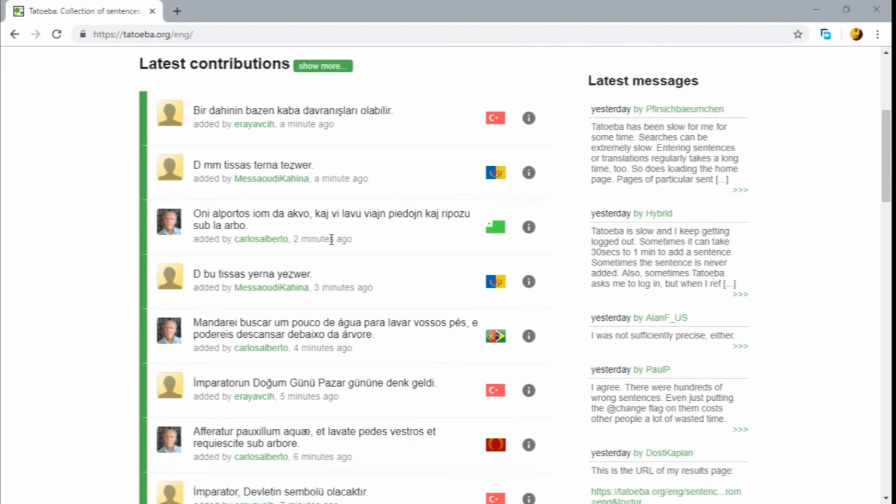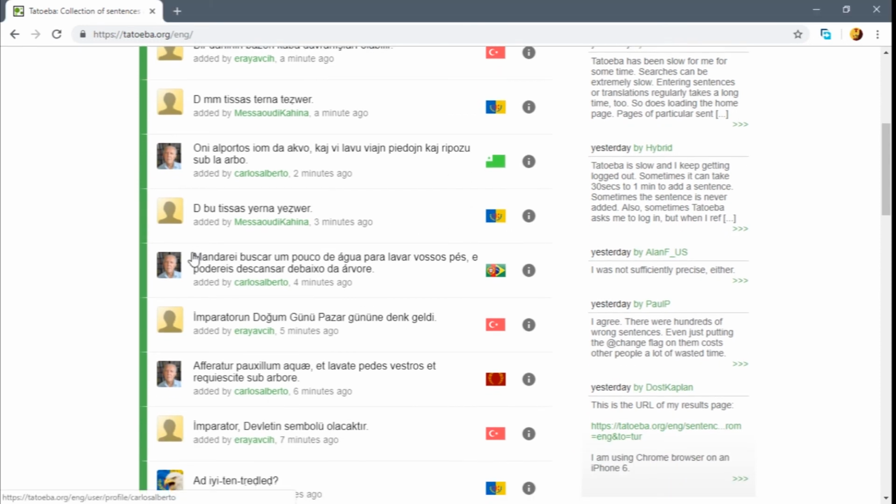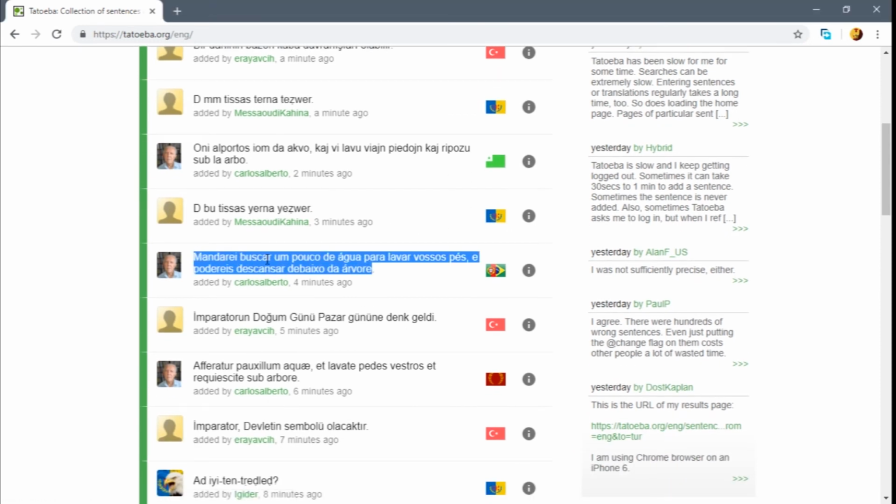So we get some. Which language is this? I don't know. Oh, okay. It's Esperanto. Yeah, it is Esperanto. So you guys can see Portuguese here.